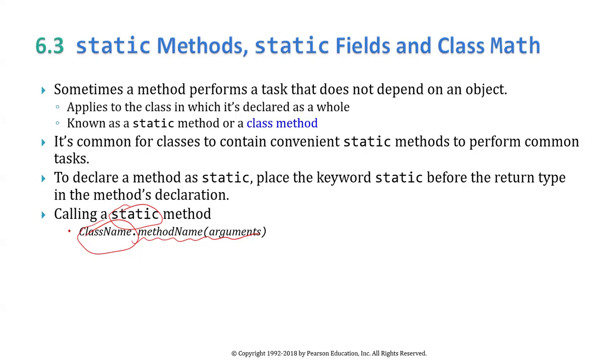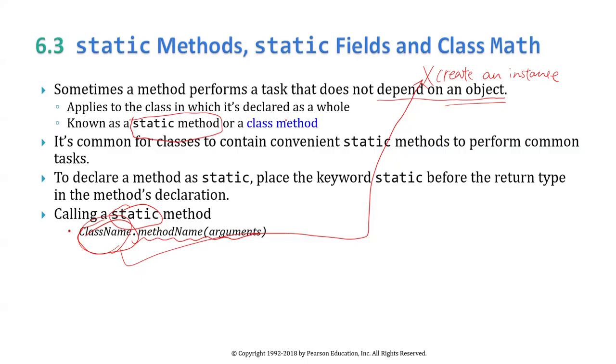Sometimes a method performs a task that doesn't depend on an object. That means we do not create an instance; we only use the class directly. That's the difference, and it applies to the class in which it's declared as a whole. So in this format, we say that it is a static method or a class method, but usually we use the term static.